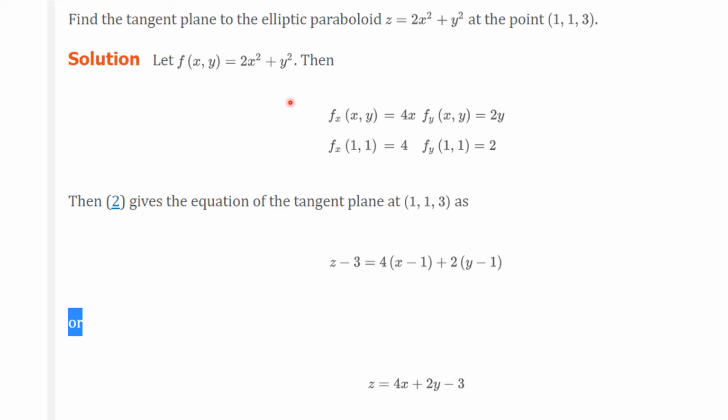Okay, so we know that we have to compute the derivative of f with respect to x, which is going to be 4x. And when we put 1, 1 in there, we get 4. The other coefficient is going to be the partial with respect to y, and that's going to be 2y. We put 1, 1 in there, and we get this. So then, the point is 1, 1, 3, so z minus 3 is equal to 4 times x minus 1 plus 2 times y minus 1, and we could simplify that and write that as this being the equation of the plane.